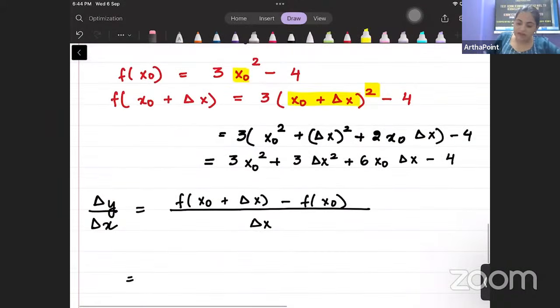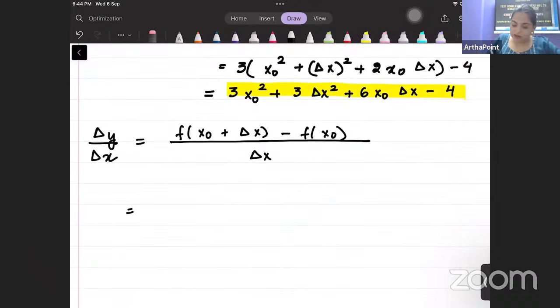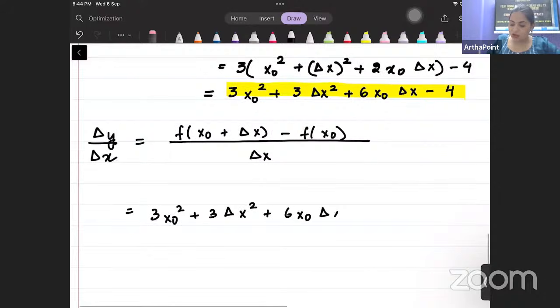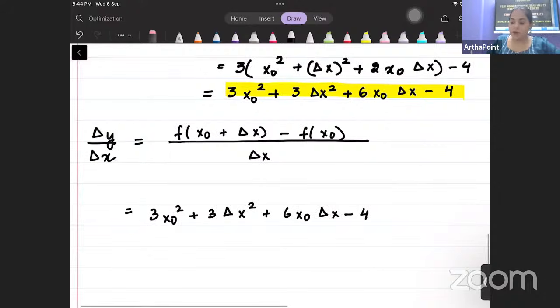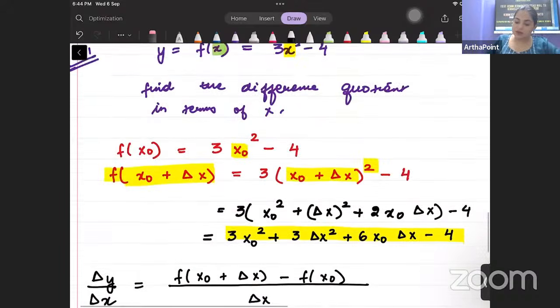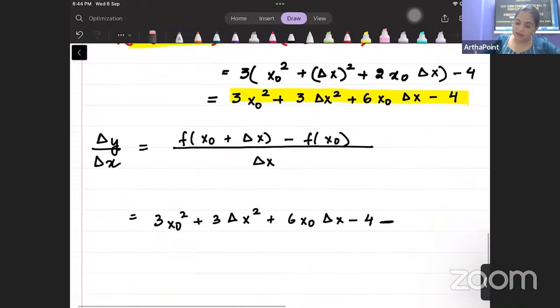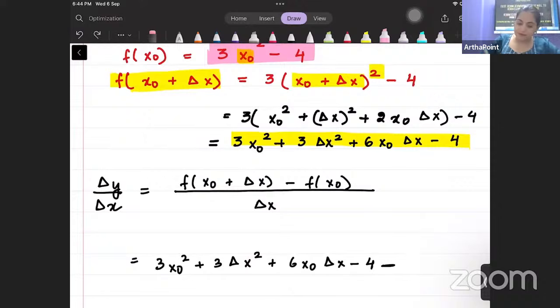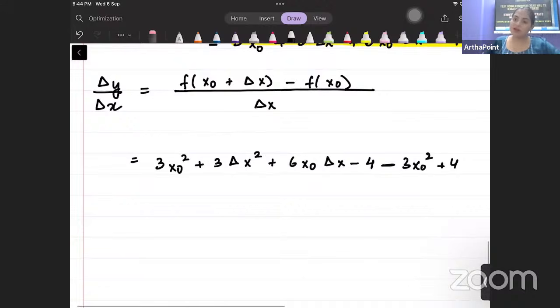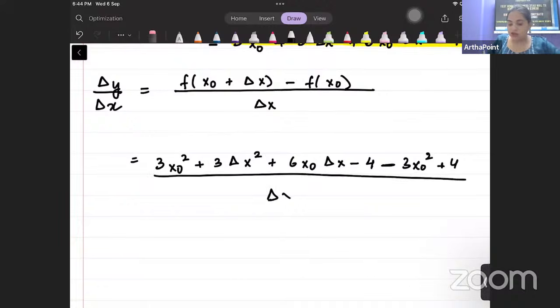Beta, this part, ये वाला जो हमारा part है, इसी को open करके we have written this. तो लिख लो एक बार जरा. You will get 3x naught square plus 3 change in x square plus 6 x naught change in x minus 4 minus, better then put this part, sorry, f of x naught. क्या मिलेगा? Minus 3x naught square plus 4. Minus करोगे तो ये आ जाएगा. Divided by change in x. Beta, this cancels out.